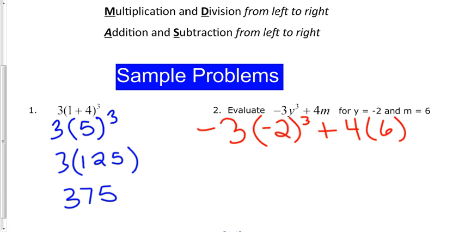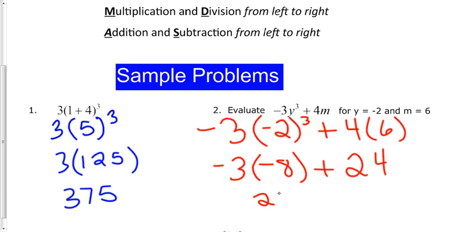So when I look here, I do the exponents first. So I'm going to take negative 2 to the 3rd. This means negative 2 times negative 2 times negative 2. So negative 2 times negative 2 is positive 4. Positive 4 times negative 2 is negative 8. And here I can multiply 4 times 6. I get 24. Negative 3 times negative 8 is positive 24 plus a 24. My answer for this is 48.